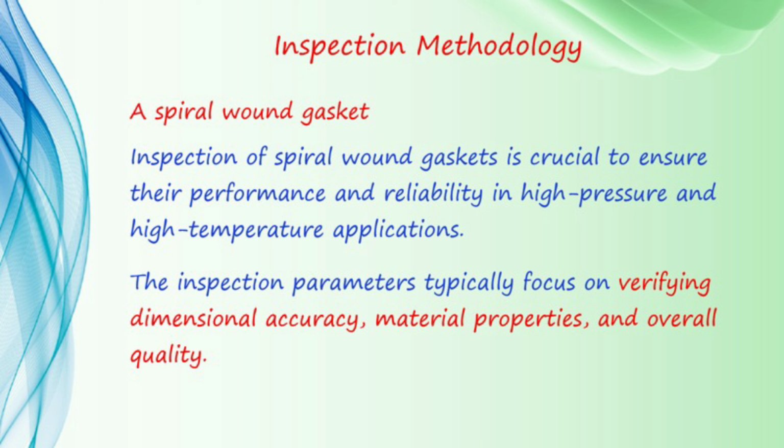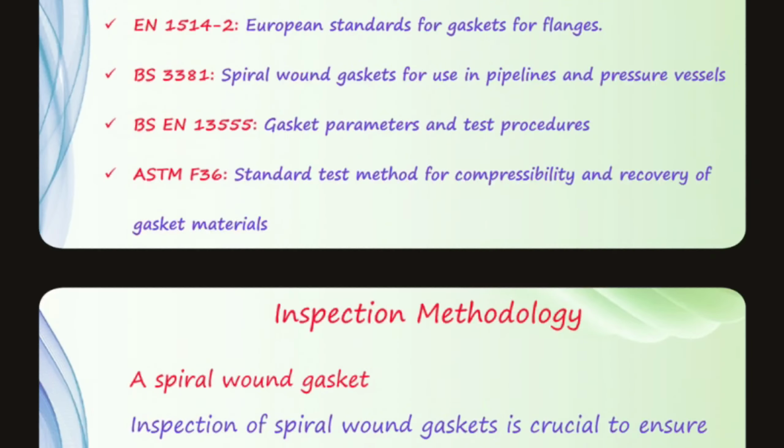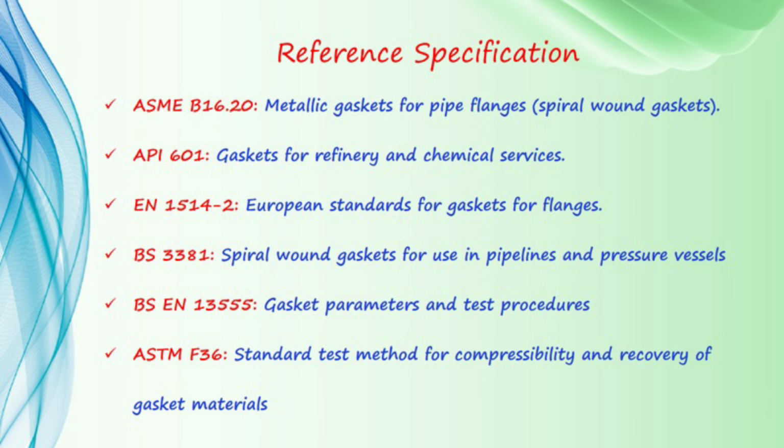In this topic, the inspection parameters typically focus on verifying dimensional accuracy, material properties, and overall quality. The inspection of spiral wound gasket is crucial to ensure the performance and reliability of the spiral wound gasket in high pressure and high temperature applications. So here are reference specifications which a QC inspector can use during the inspection of spiral wound gasket.